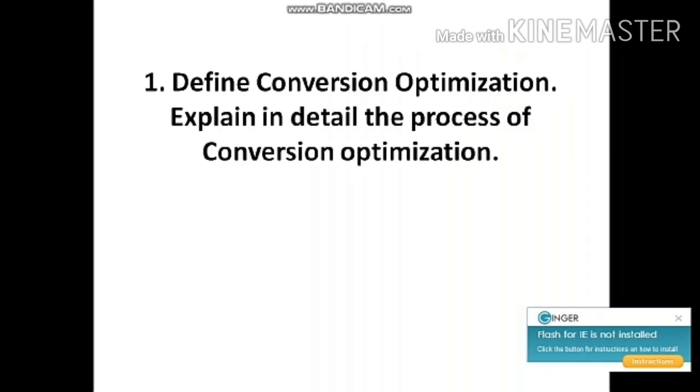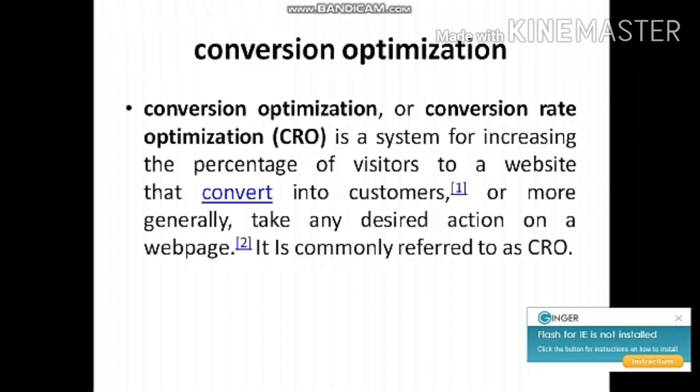Define conversion optimization. Explain in detail the process of conversion optimization. Conversion optimization means the visitors to a website that convert into customers. What percentage of visitors is converted into customers is known by conversion optimization. It is also called conversion rate optimization.